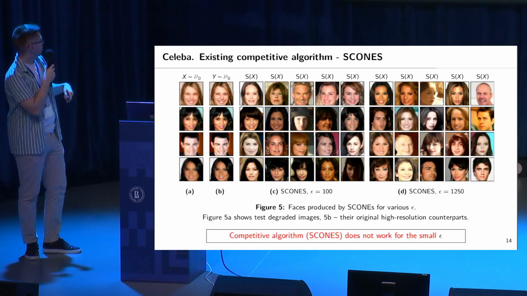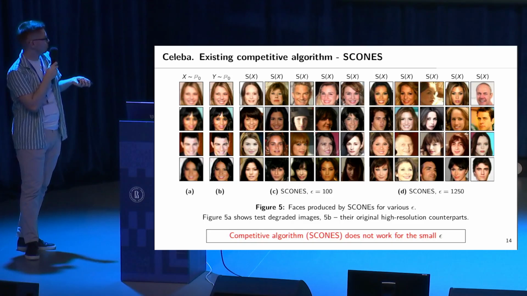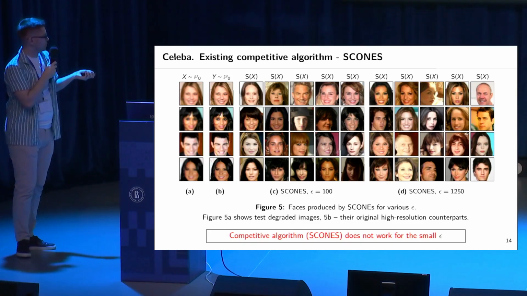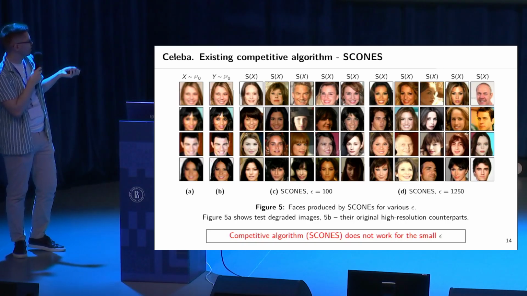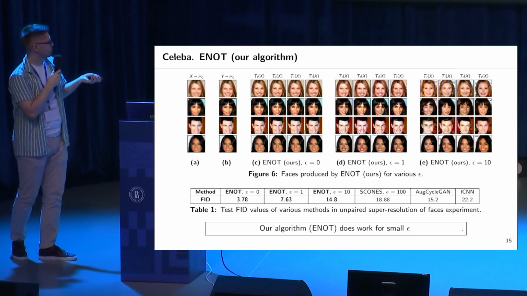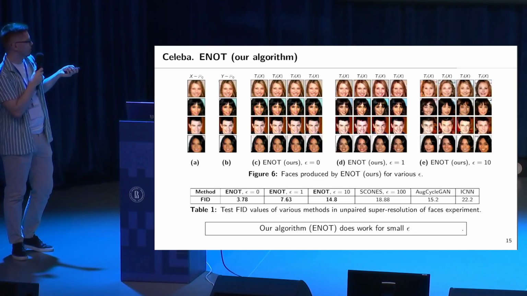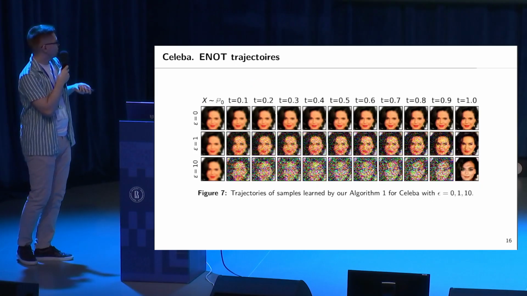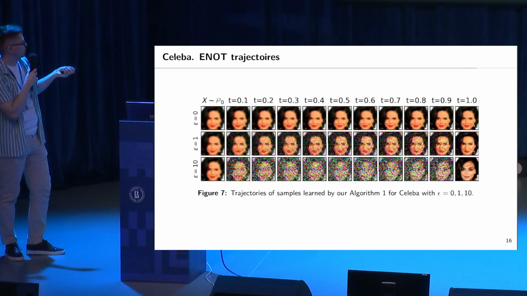Okay, so again, our competitor cannot solve this problem because it solves this only for very big epsilon, where the solution is meaningless. Our method can solve it. However, for bigger epsilon, due to higher gradient variance, our method starts to produce bad samples. Okay, so there are also trajectories. Again, there is more noise in the case of bigger epsilon.